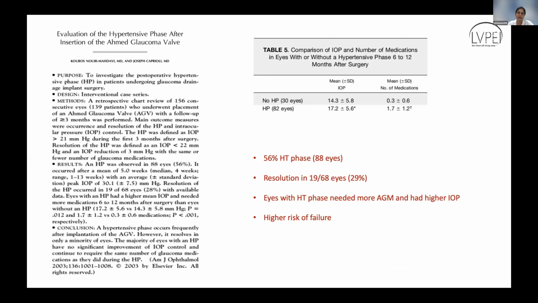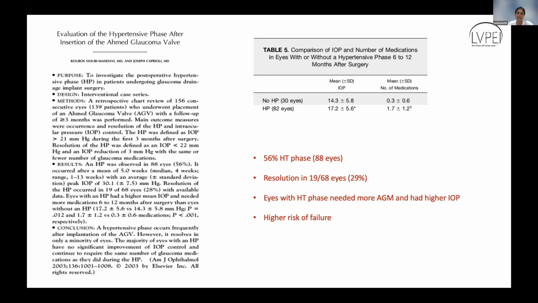What is also very important to understand is, how does this hypertensive phase resolve? So what do you mean by resolution? Resolution means the intraocular pressure should be lesser than what it was before the start of the hypertensive phase, or at least a 20% reduction in the intraocular pressure compared to the beginning of the hypertensive phase, and at least one or two medications less than what it was in the hypertensive phase. So multiple definitions are used by people.